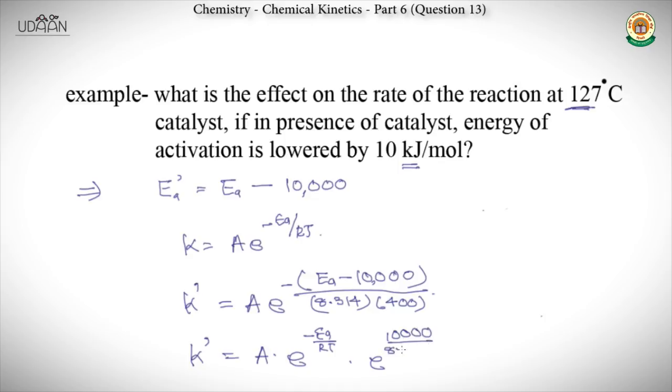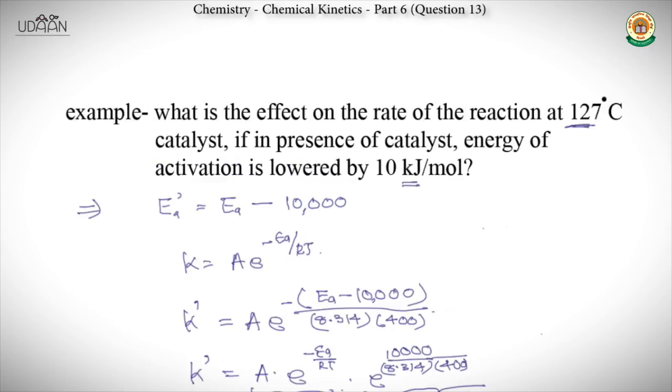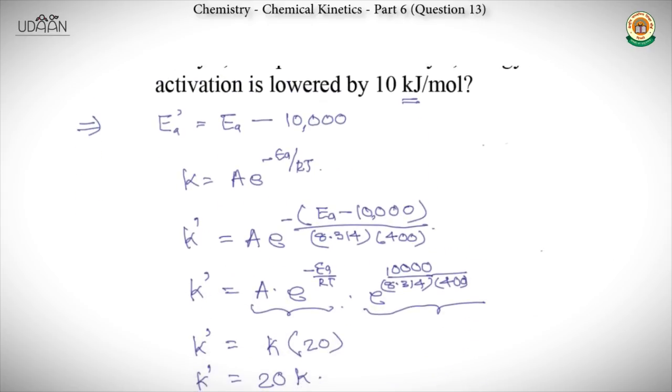by 8.314 multiplied by 400. Okay, we can replace A e to the power minus EA by RT by K, which was our initial rate constant. Therefore, K dash is equal to K multiplied by the value of this, which comes out to be 20. Therefore, K dash is equal to 20 times initial K. So if we add the catalyst, our rate will increase by 20 times. In this question, we applied only the Arrhenius equation to get to the answer.